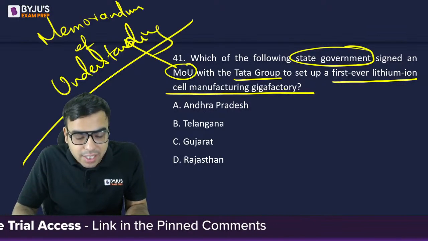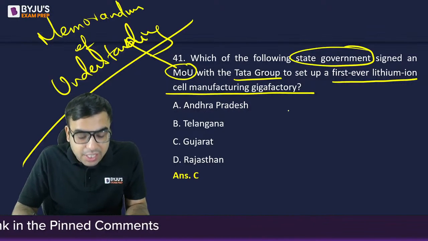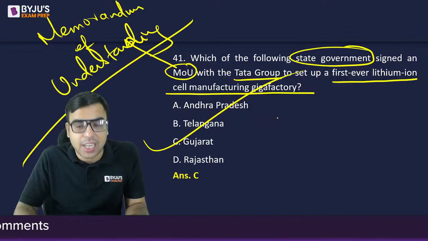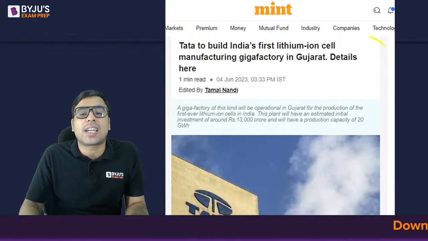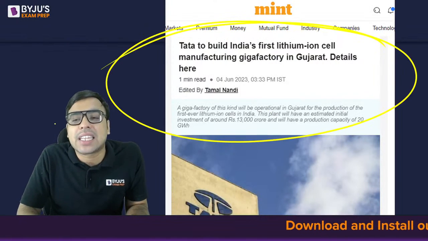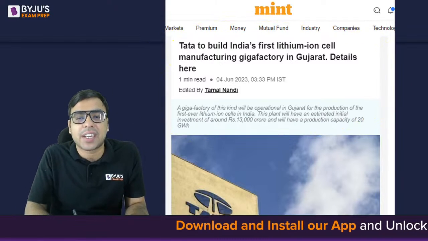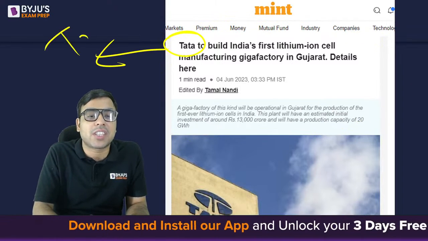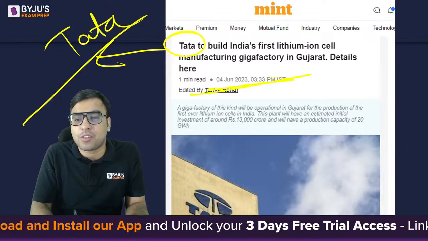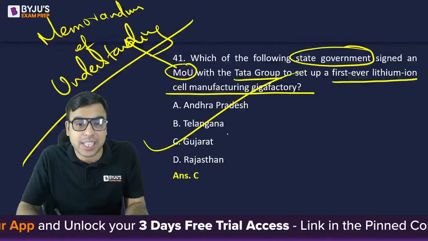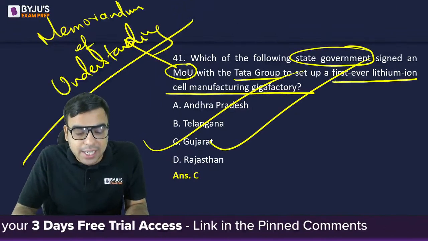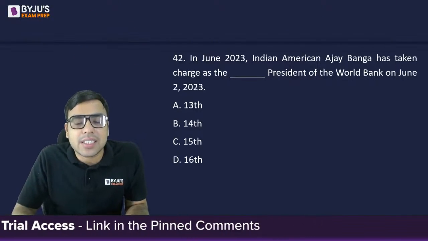So the right answer is, yes, very good, Gauri, Priya, Chavan, Nitika, Dhananjay, you are right. See, Gujarat is the right answer to this question. Tata to build India's first lithium ion cell manufacturing gigafactory in Gujarat. ये भी पूछ सकते हैं कि which company. ठीक है, तो ये 4 जून की न्यूज़ है, एकदम recent news है. These are the recent news. So C is the right answer to this question. The next is question number 42.